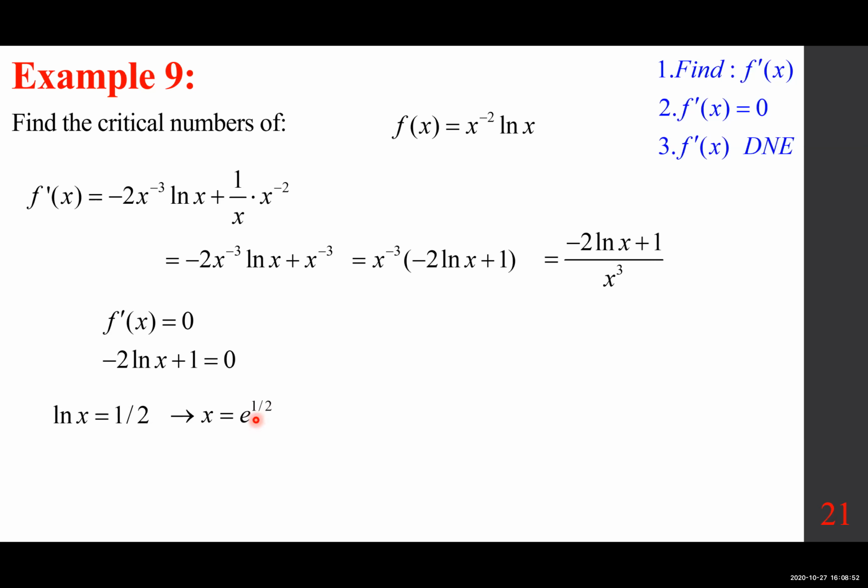And you can leave it as that because it's a precise answer. E to the power of 1/2, leave it like that. It's the same as square root of e, okay? And the denominator equal to 0, x becomes 0. F prime doesn't exist, the denominator equal to 0. However, we can't accept that.